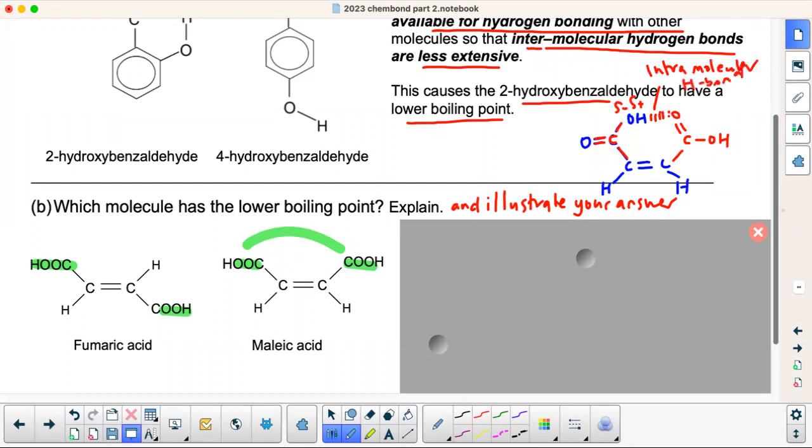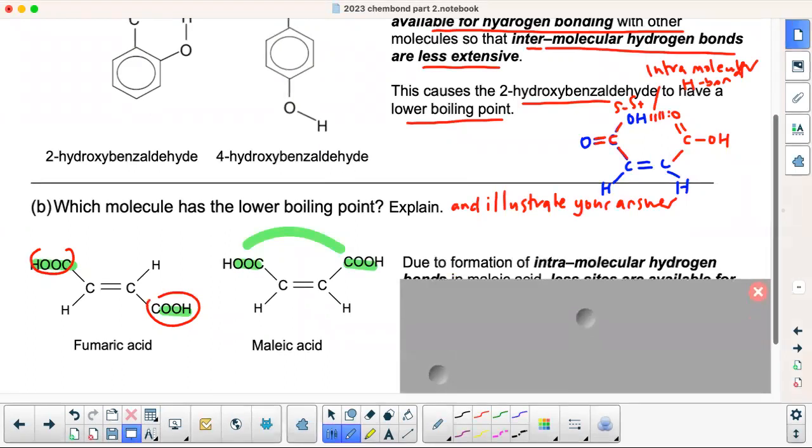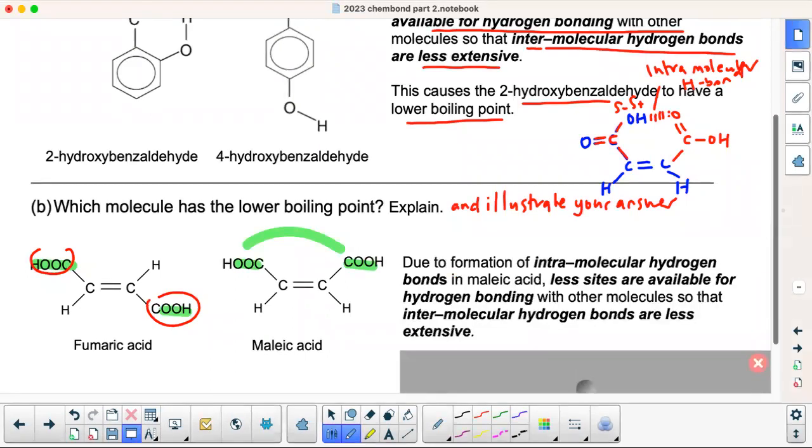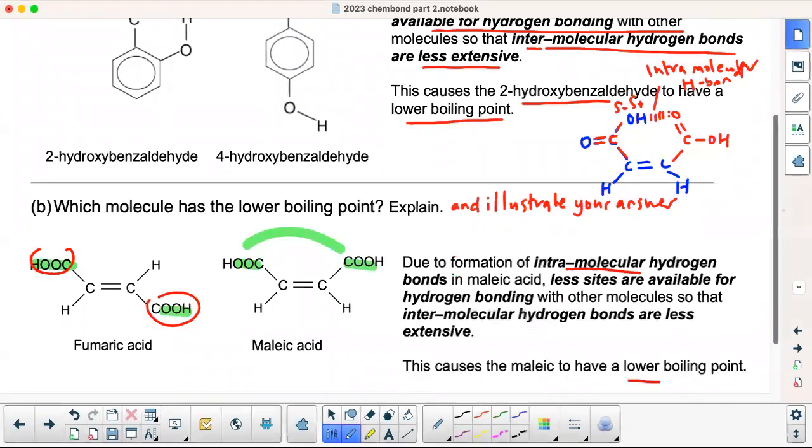Because they are so close to each other, they can form intramolecular H bond. But the other side is not possible because they are on opposite sides of the molecule. Same side can. So that's it. Due to the formation of intramolecular H bond, same concept. I think you don't even have to copy that. It's exactly the same thing. So this causes maleic acid to have a lower boiling point. All you need to do is draw this, and then everything is the same. Got it? Okay, so I'll stop here.